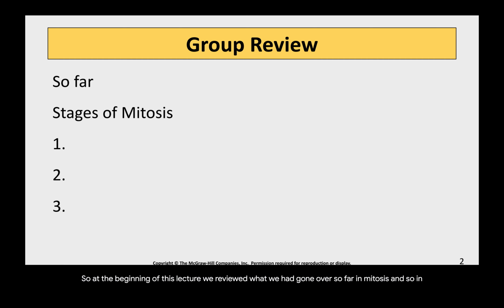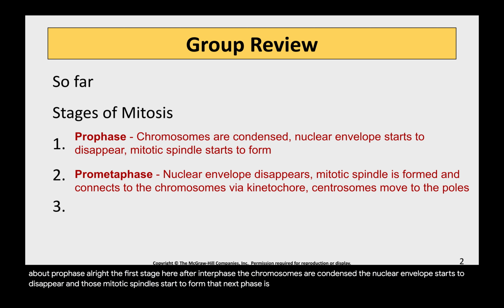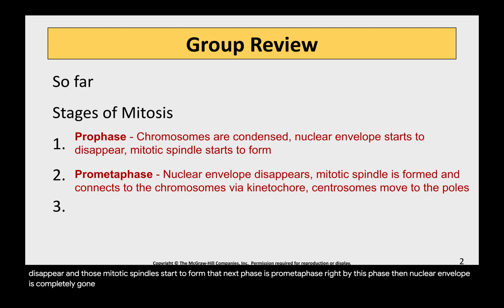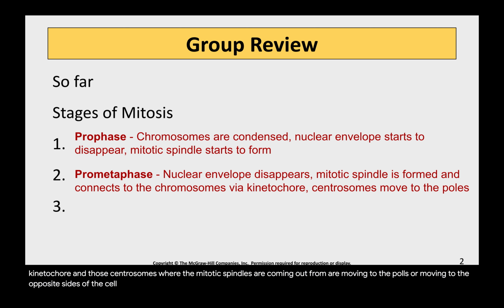And so in mitosis so far, we had talked about prophase, right? The first stage here after interphase. The chromosomes are condensed, the nuclear envelope starts to disappear, and those mitotic spindles start to form. That next phase is prometaphase. Right? By this phase, the nuclear envelope is completely gone. Right? The mitotic spindle is completely formed and is connected to the chromosomes via the kinetochore. And those centrosomes, where the mitotic spindles are coming out from, are moving to the poles, or moving to the opposite sides of the cell.